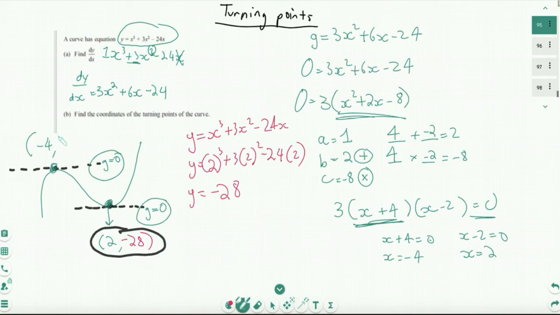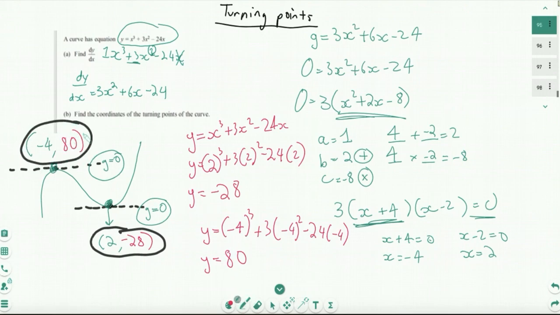And you're going to do the exact same thing with negative 4. So you're going to plug negative 4 into this equation. So y is equal to negative 4 cubed plus 3 times negative 4 squared minus 24 times negative 4. Let's do it. That gives negative 80, so negative 4, negative 80. And these are your two answers: negative 4, negative 80 and 2, negative 28.